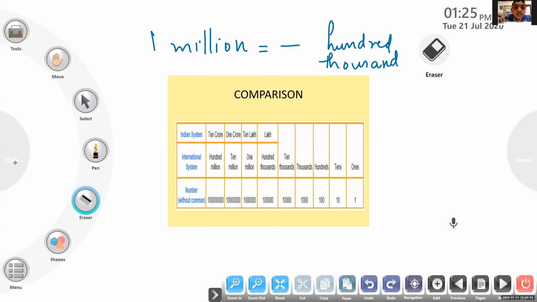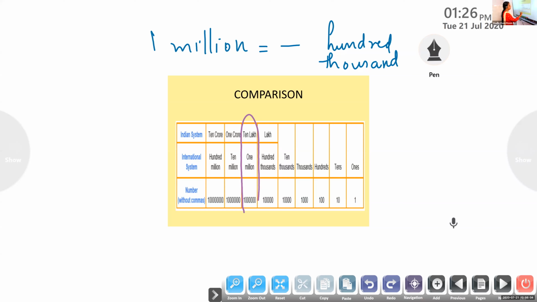Not 20,000. No. Listen, children. 1 million equal to dash 100,000. Listen, children. How will you write 1 million? Can you see the board? Yes, ma'am. If you did not understand, you see this. 1 million equal to, you can write like this, right? Listen. 1 million is this number, 1 and 6 zeros. Okay. So where is 100,000? This is 100,000, right?